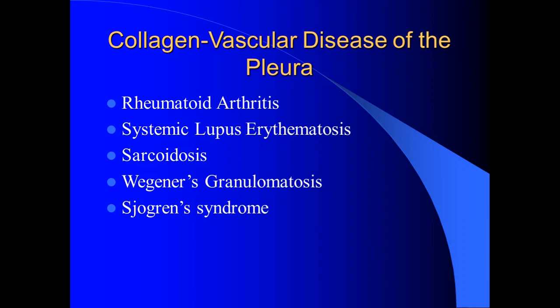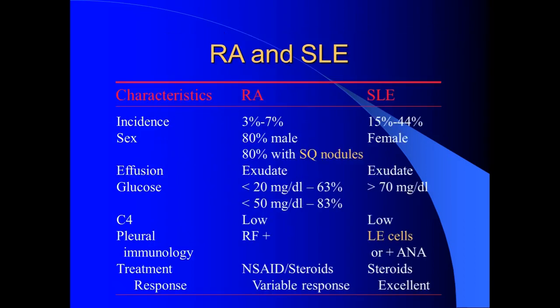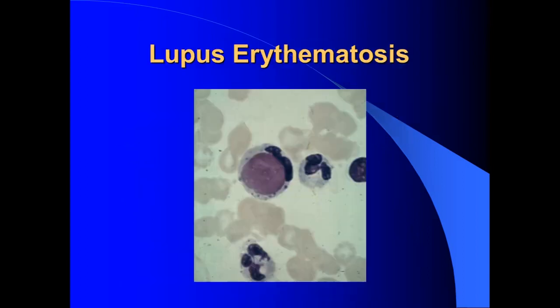In patients with connective tissue disease, such as rheumatoid arthritis, SLE, or sarcoidosis, most of them have a lymphocytic exudative pleural effusion with low glucose, and to an extent it may look similar to empyema. In SLE, we can also see LE cells in the pleural fluid.